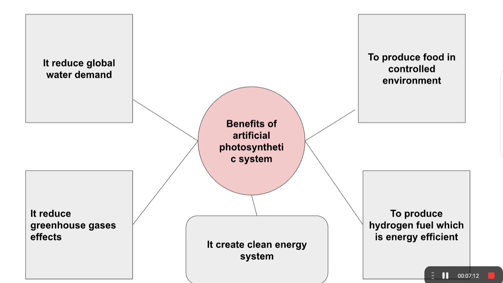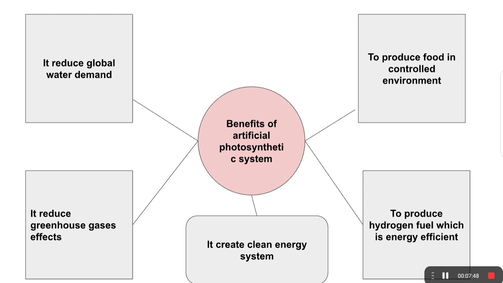Now there are some benefits of the artificial photosynthesis system. It reduces the global water demand. Due to this system, the global water demand gets reduced. Next is to produce food in a controlled environment. It helps to produce food in a controlled environment because there is no need of natural sunlight.